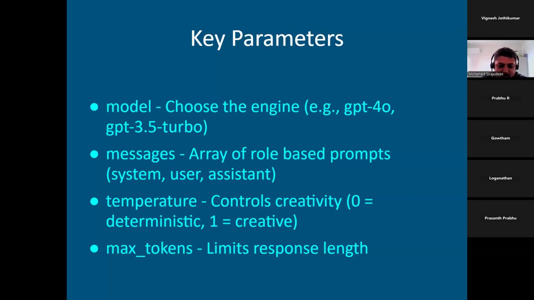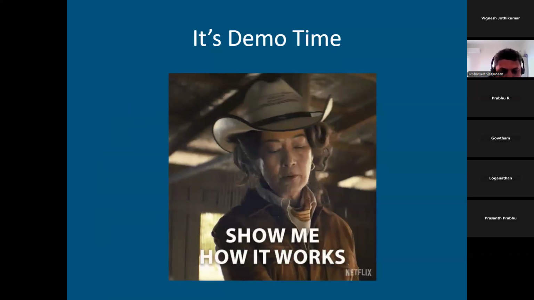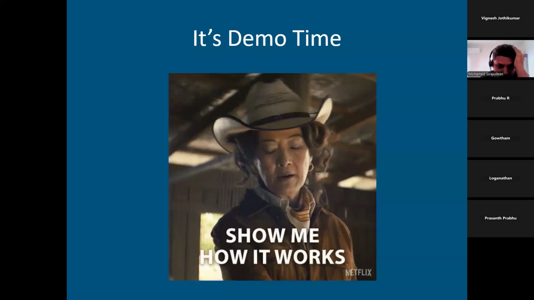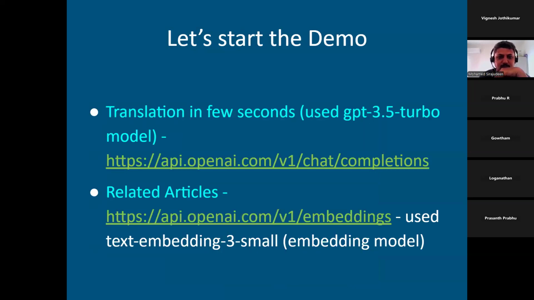So that's why max tokens is the key parameter for OpenAI. Now we are going to see the demo, and before I start, I'm giving you two practical approaches. Both use the GPT 3.5 turbo model. The first one is translation, where we will see language translation in a few seconds, and the second demo is related articles.